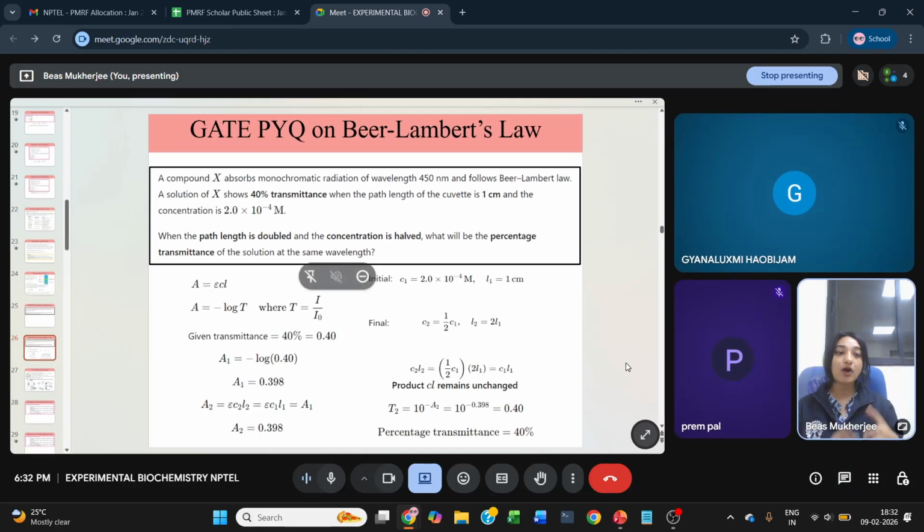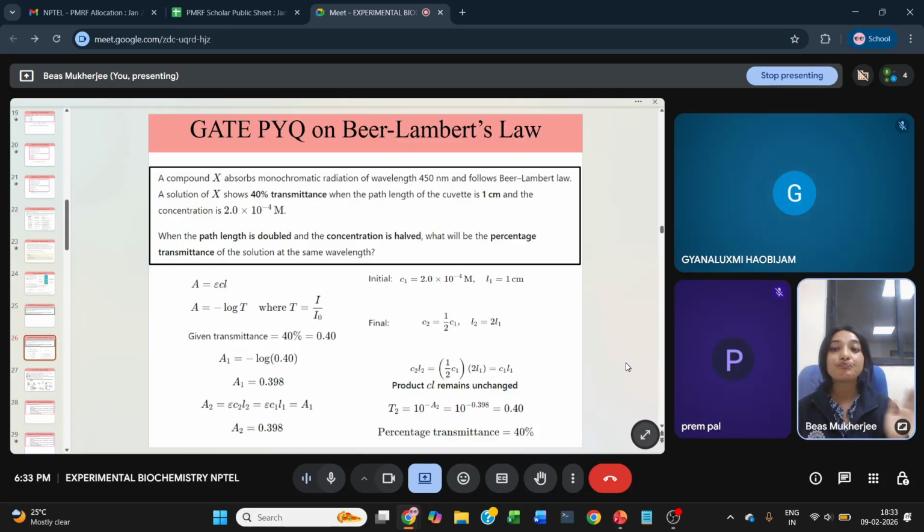So let's see how this problem is solved. A is equal to epsilon into C into L. Now A is equal to minus log T. Now what is this T? We know that A is equal to log of I naught by I. If you are making it reverse, then you will have to take it as minus log T. So instead of absorbance, we are talking about transmittance. That is why we are taking T in this equation, and minus log T, because it's exactly the opposite.